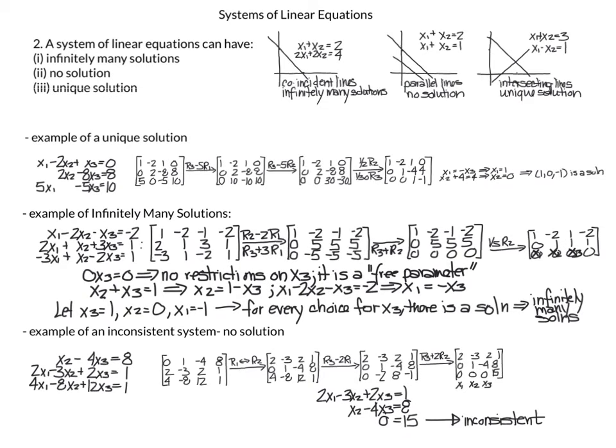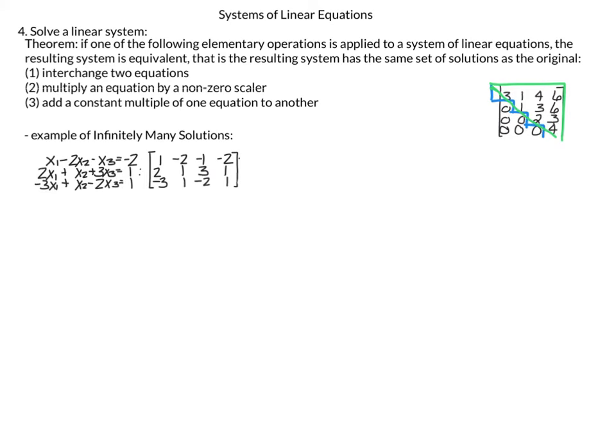We've done an example of a system of equations that had a unique solution, and now we just did an example of a system that has no solution. So I wanted to show you an example of a system with many solutions. For our example of a system of equations with infinitely many solutions, we have this 3 by 3, 3 equations, 3 unknowns. The first equation is x1 minus 2x2 minus x3 equals minus 2. The second equation is 2x1 plus x2 plus 3x3 equals 1. And the third equation is minus 3x1 plus x2 minus 2x3 equals 1.